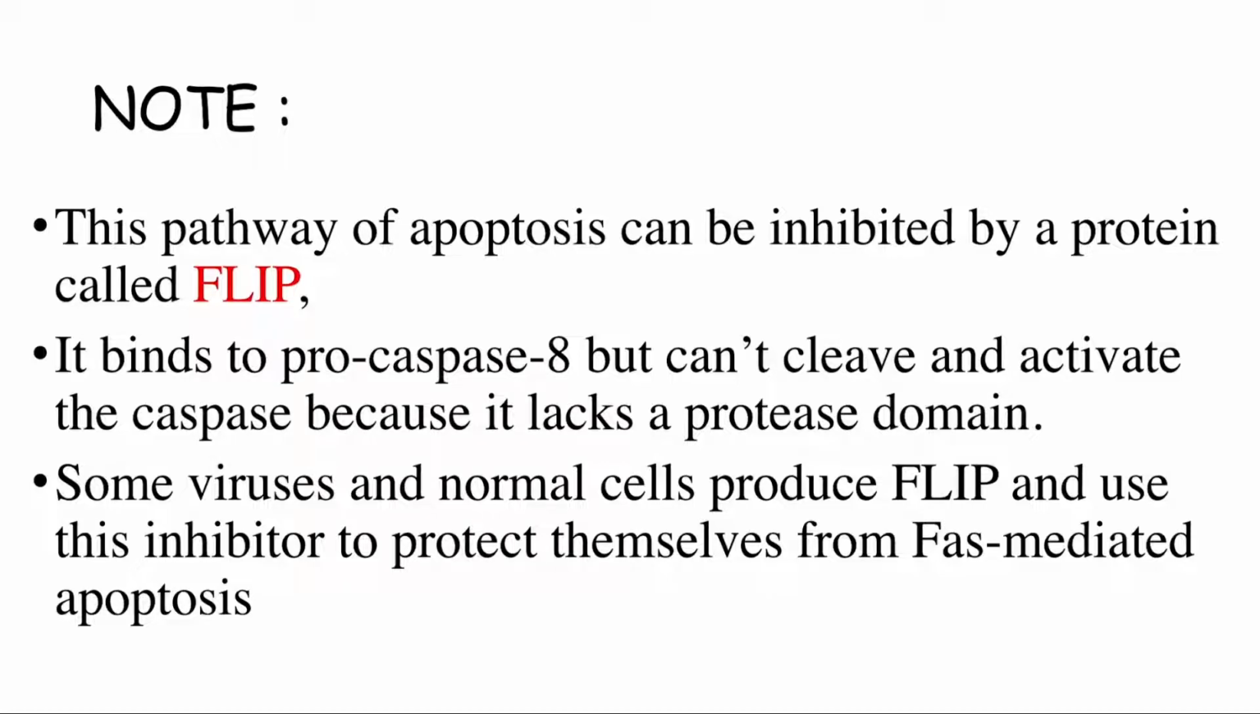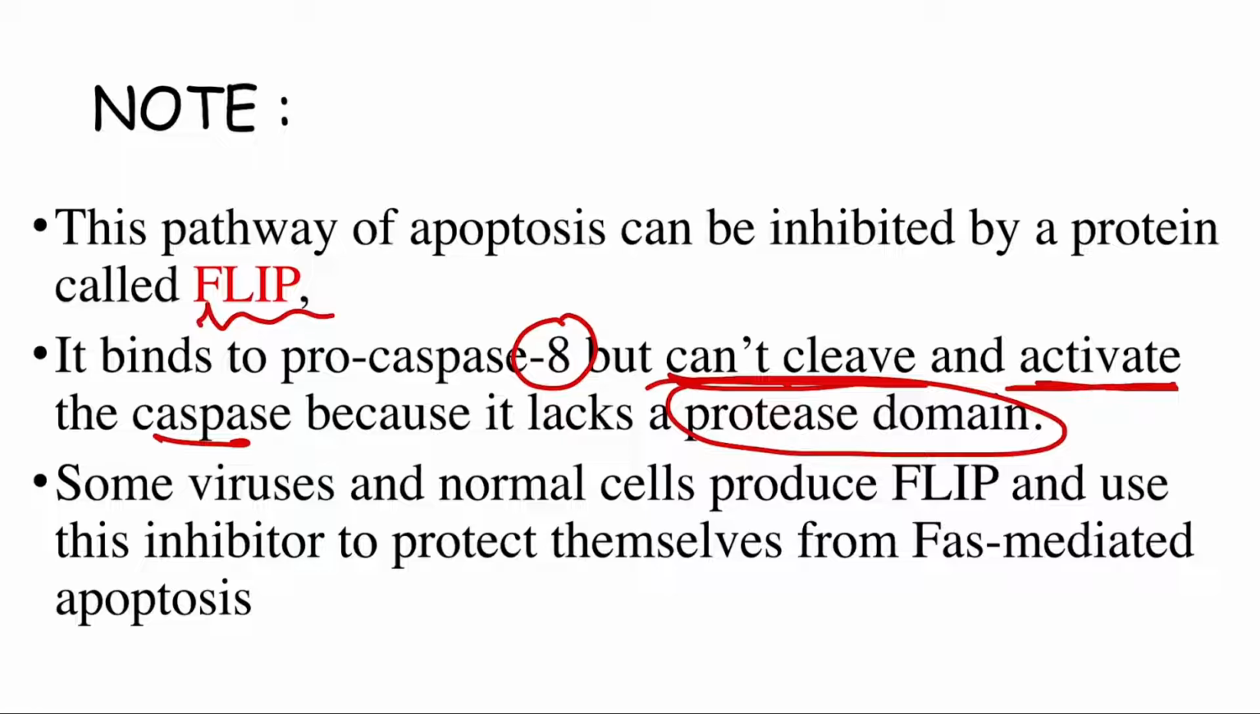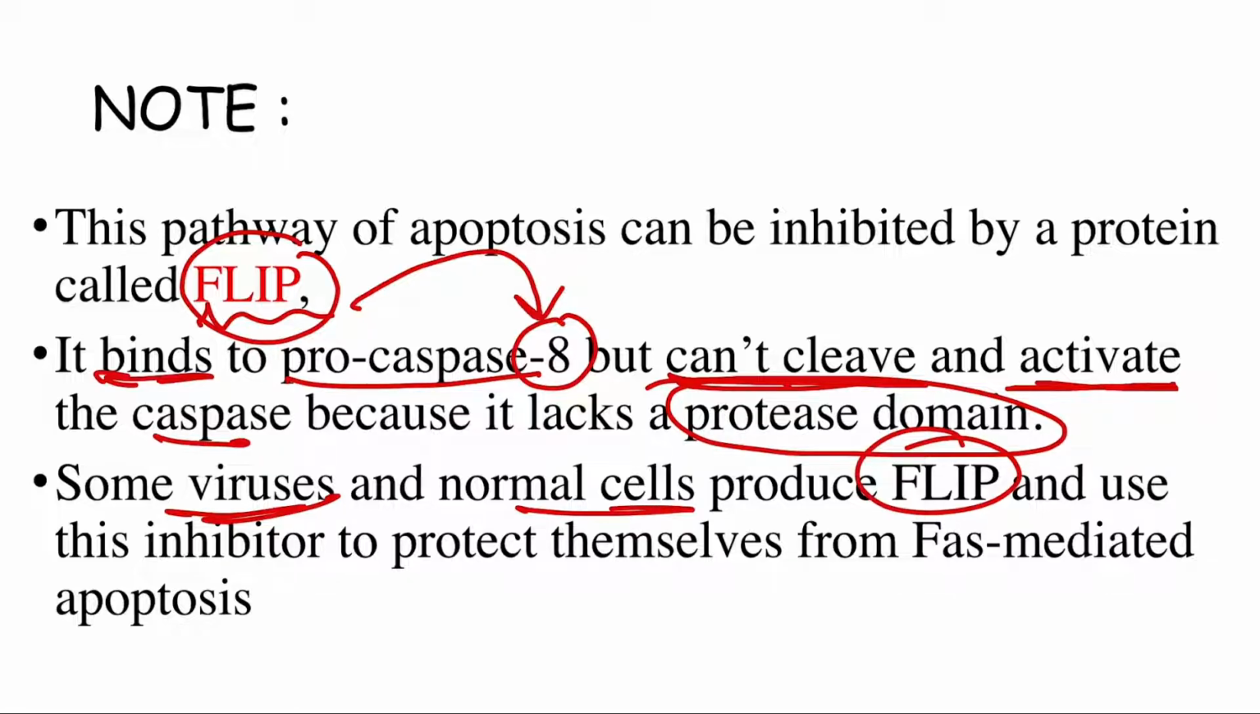One thing to note is that this pathway of apoptosis can be inhibited by a protein called FLIP. FLIP binds to procaspase 8, but it can't cleave and activate the caspase because it lacks a protease domain. So FLIP goes and binds to procaspase 8, so that procaspase 8 is not converted to caspase 8. Because the site is occupied, nobody is going to activate it. Some viruses and normal cells produce FLIP, and they use this inhibitor to protect themselves from Fas-mediated apoptosis.